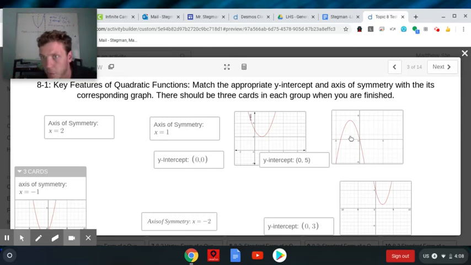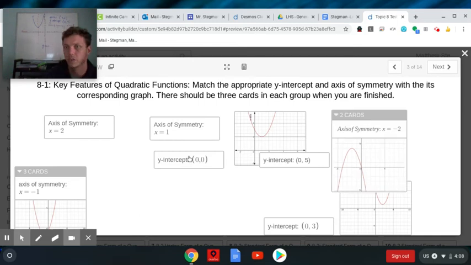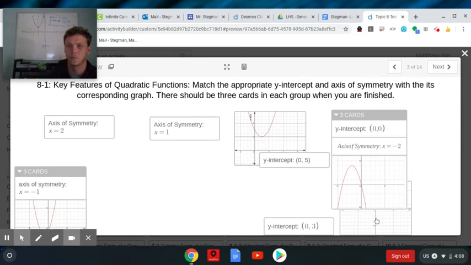This one looks like it has an axis of symmetry of -2. Got axis of symmetry of -2 right here. And it has a y-intercept. Looks like it's crossing right through there at the origin, so it's 0, 0. Move this graph into the open.